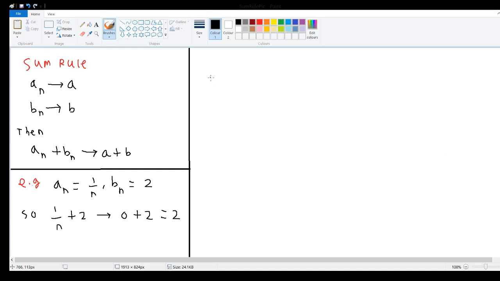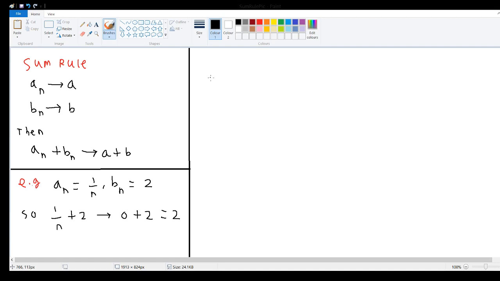Today I'm going to be showing you the sum rule for limits of sequences. So on the left hand side we have the statement which says that if we have two sequences, a_n with a limit of a and b_n with a limit of b, then the new sequence a_n plus b_n has a limit of a plus b. So you just add the limits together.